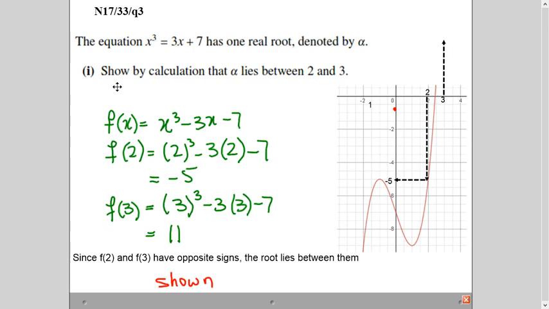Let's see the visual picture of it. This cubic equation x cubed minus 3x minus 7 is this red line. You are not supposed to draw this. I'm doing this just to explain it to you. When the question says x equals 2, if you substitute x equals 2, the value of y is minus 5.